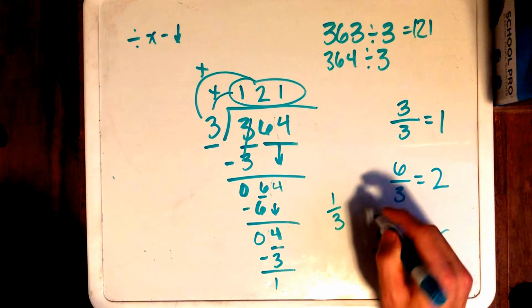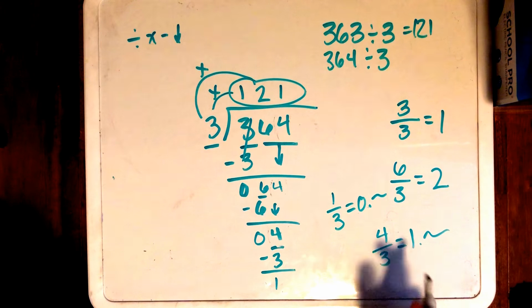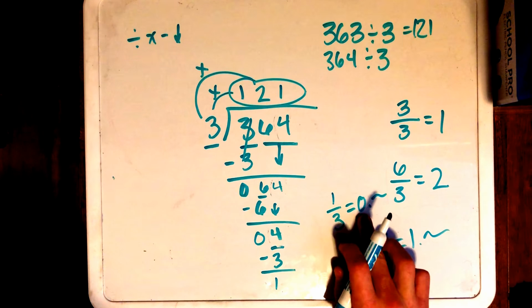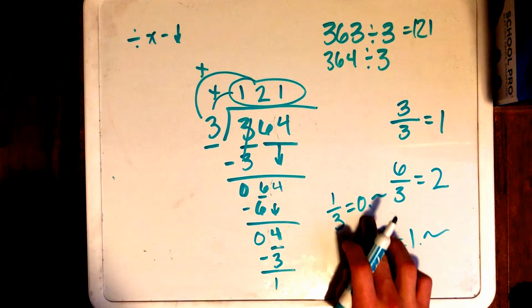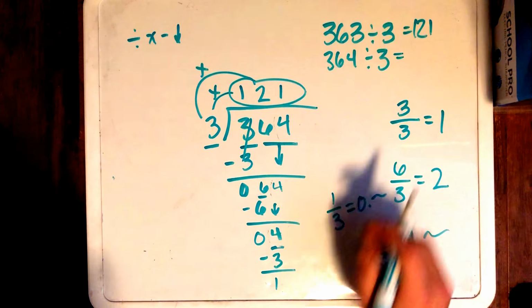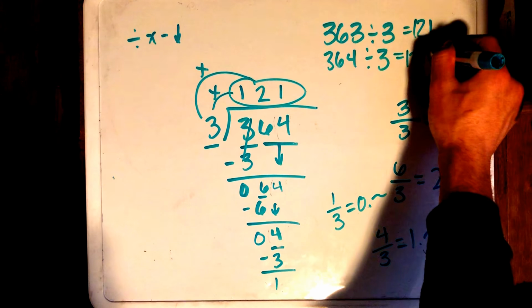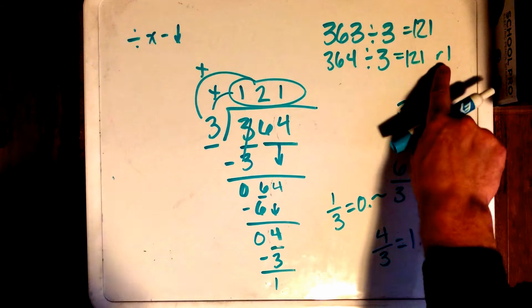And this gives us an icky, it's like equal to 0 point something, right? So we only want the whole number, but there is no whole number. So what this means is that this is going to be our remainder. So our answer for 364 divided by 3 is still 121, but we have a remainder of 1. And that's kind of the cheater way to write it.